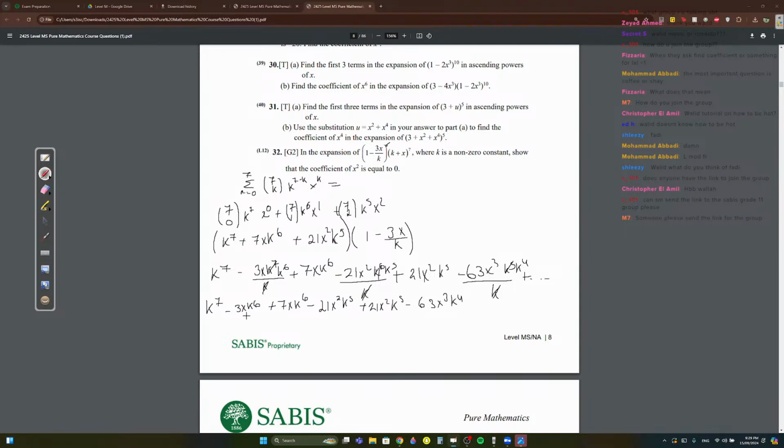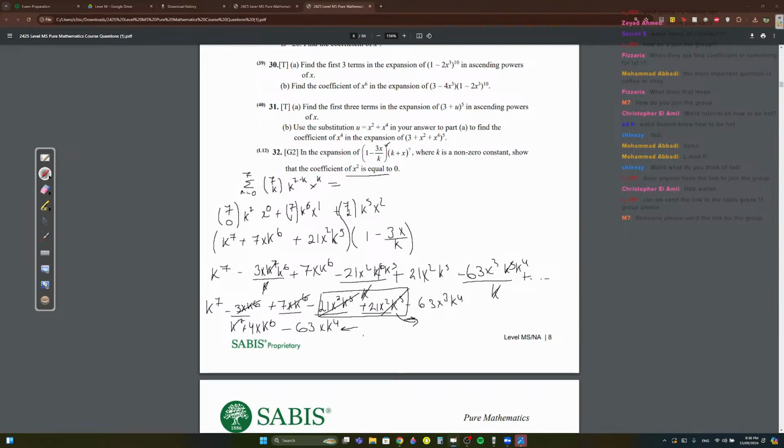Can we combine like terms? Minus 3x k6 plus 7x k6. We can, because they both have the same powers. Minus 3 plus 7 is 4x k6. You have k to the power of 7 plus 4x k6 minus 21x squared k5 plus 21x squared k5, which cancel with each other, and you get minus 63x cubed k4. We want to show that the coefficient of x squared is equal to 0. You can just simply show that you cancelled these two with each other.